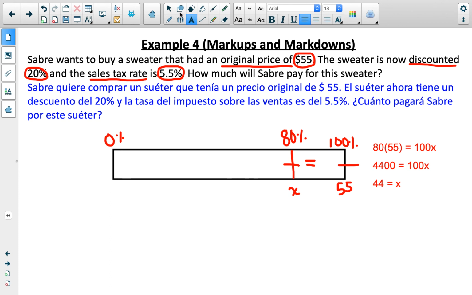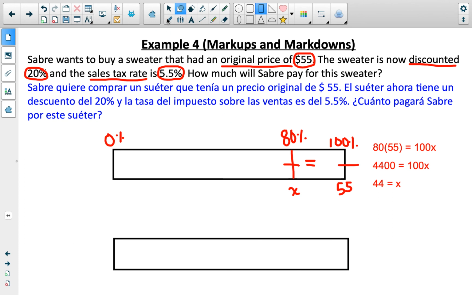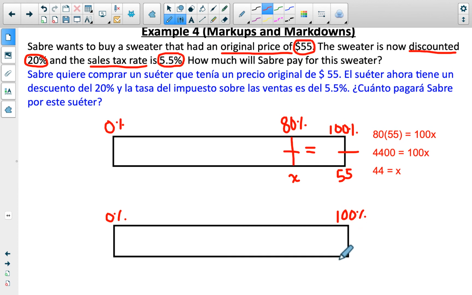Now, because we have another percent to deal with, 44 becomes our new 100%. And what I mean by that is when I set up my second bar diagram here, I am not going to put 55 underneath this 100. I'm going to put 44 because that is now our new total we're working with. And tax is going to be taken on this discounted amount. Now, tax is added on. So I'm going to add the 5.5% on, and this becomes 105.5%. And this is my unknown. I don't know how much it costs now after the tax. I do know after the discount, but not after the tax.